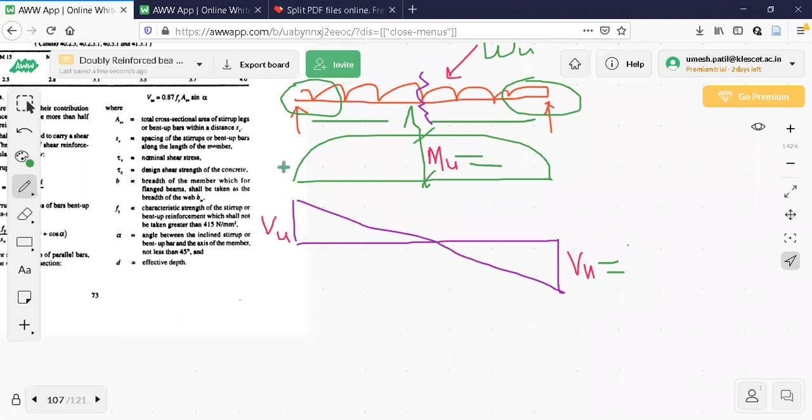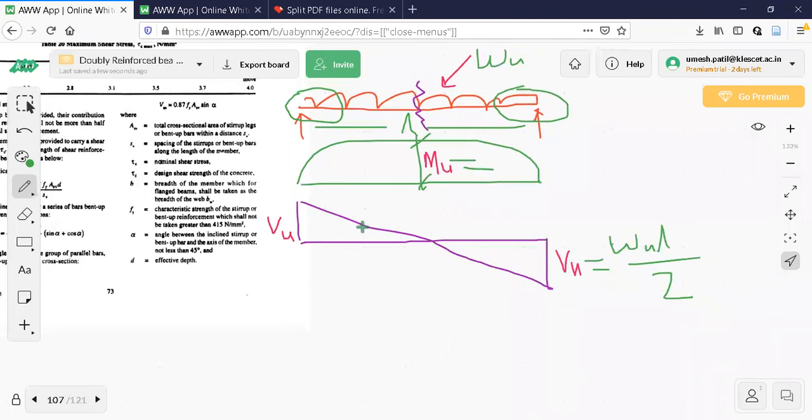Reaction will be how much? This VU, the maximum shear force at the support, is nothing but equal to the reactions. So how do you find reaction? Total load is W into L. Half of that is at one support, the remaining half at the other support. So WL is the total load acting on the beam, and half of that is WL by 2. So exactly you can say WUL divided by 2. This side is also WL by 2 because the beam is symmetrically loaded.